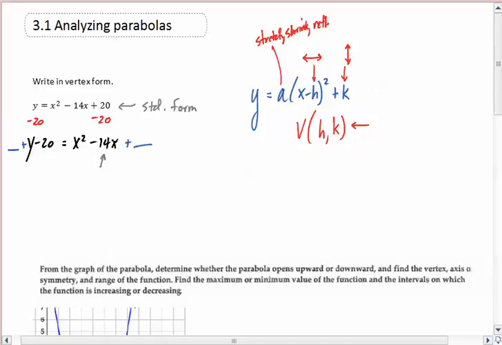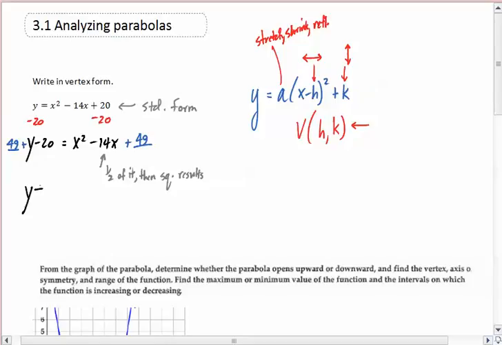I'm going to look at the middle number here. Doesn't matter whether it's negative or positive, because I'm going to take half of it, and then I'm going to square the result. So half of 14 is 7. 7 squared is 49. So I'm going to put a 49 there. Because I added a 49 to the right, I must add a 49 to the left. So let's clean it up a little bit.